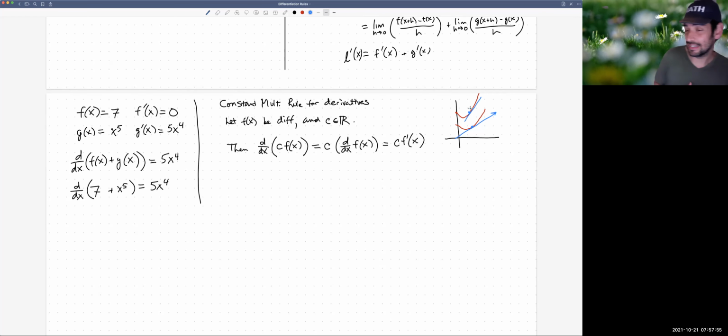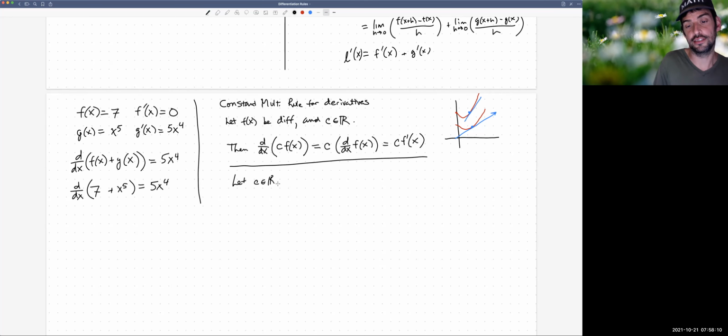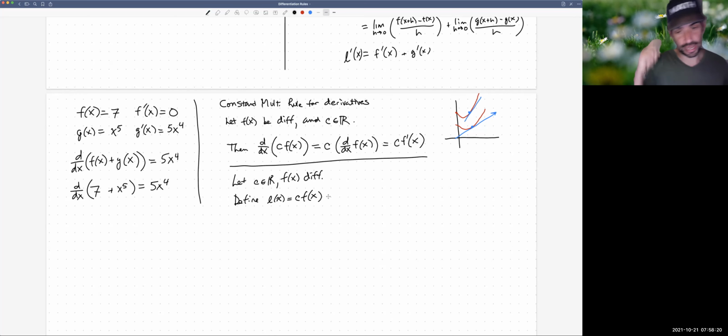Okay, so that's one way to think about what's happening here. But let's prove it. This is an easy enough one to prove. So if we have, let c be constant and f of x differentiable, let's define L of x to be a new function made by multiplying the function f by the constant c.